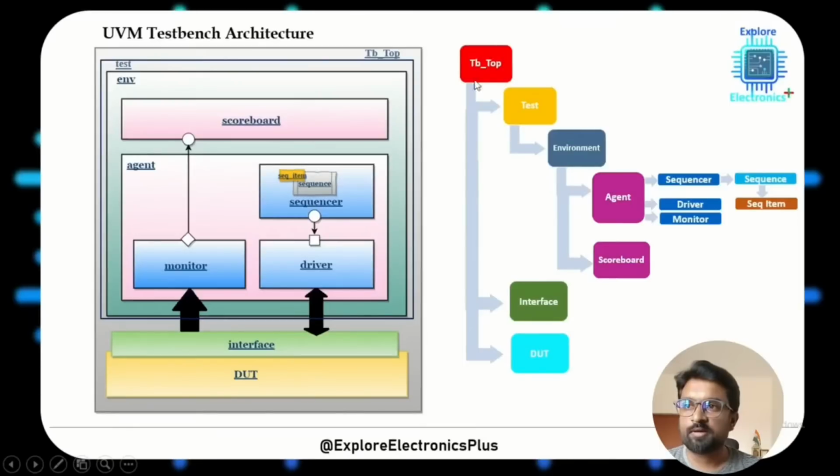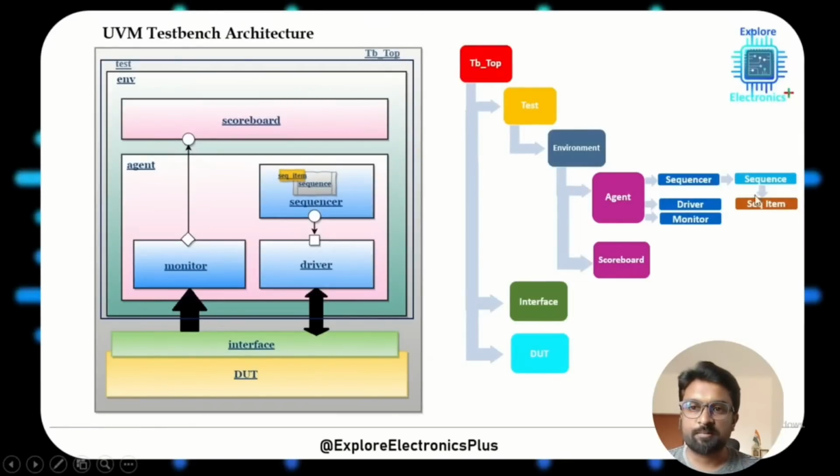We will be having a Testbench top. This Testbench top contains test as well as interface and DUT within this TB top. In the test, we will be having an environment. You can relate this with the block diagram. Within the environment, we will be having agent and a scoreboard. Within the agent, we will be having a sequencer, driver and monitor. This sequencer will be having a set of sequences, and sequence will be having a sequence item.